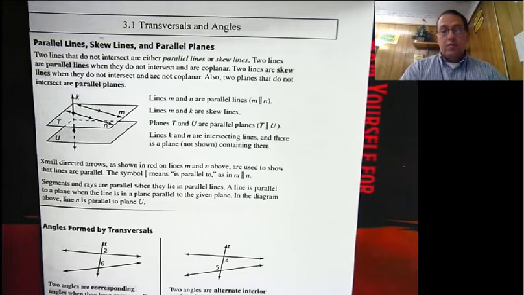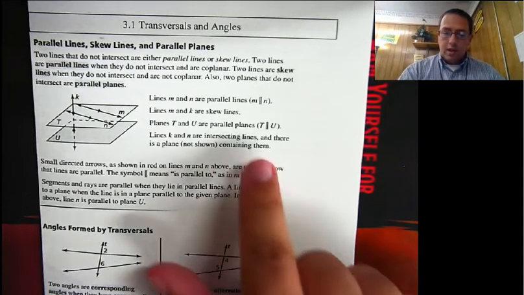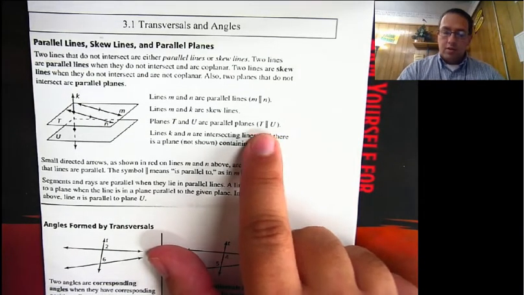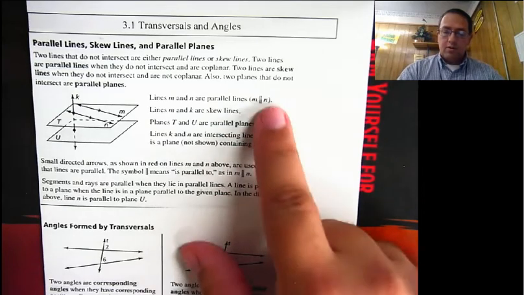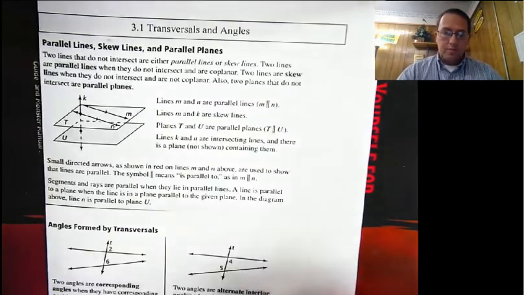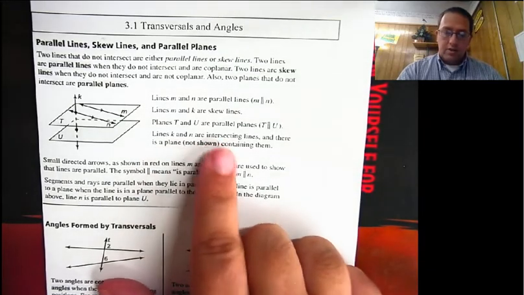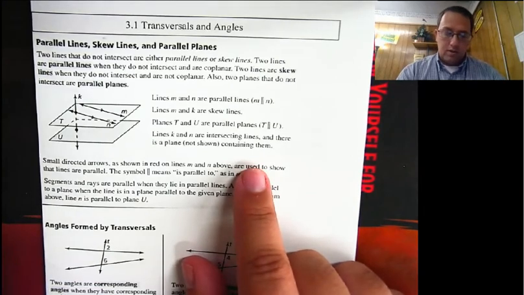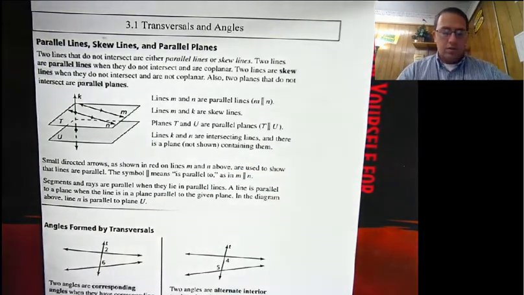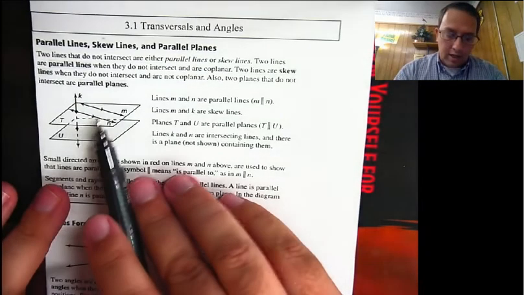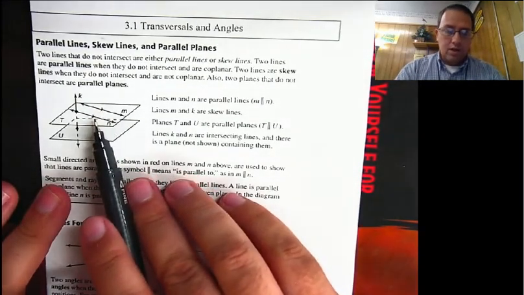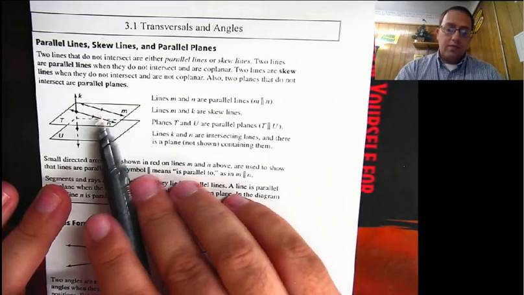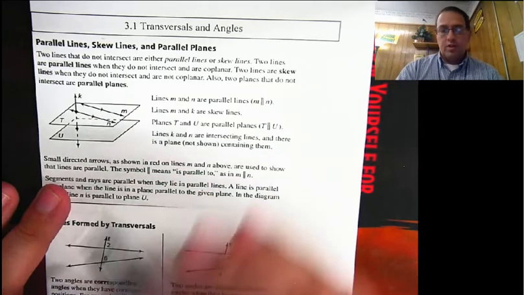Two planes that never intersect are also parallel planes, and we can specify plane T parallel to plane U. Notice, again, planes use capital letters, lines use lowercase letters. All right. And line K and N are intersecting. We don't have a plane shown there, but there is a plane that contains those two lines. All right. Another thing that you'll notice here, on line N and M, we have these two little arrows. That means that those lines are parallel to each other, okay?